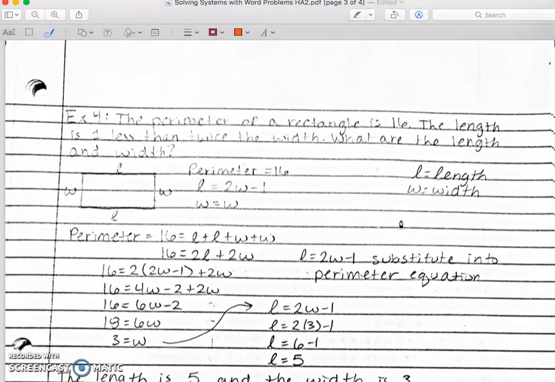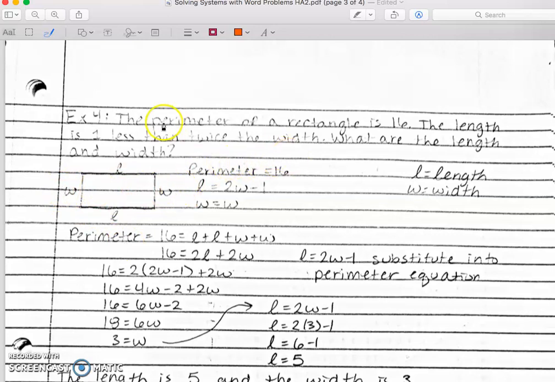Our next example says the perimeter of a rectangle is 16. The length is 1 less than twice the width. What are the length and the width? So your first step whenever you have a problem like this is to draw the shape that we're talking about, because it helps us to imagine it and it helps us to better solve the problem. So I go ahead and I draw a rectangle. I know a rectangle has 2 lengths and 2 widths.